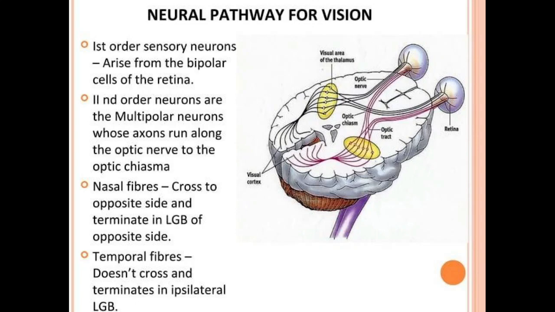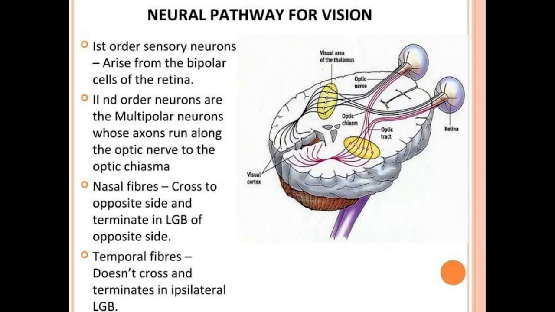Second order neurons in the visual pathway are the ganglion cells of the retina. These cells are responsible for transmitting the visual information from the photoreceptors to the lateral geniculate body of the thalamus. From there, the information is then sent to other parts of the brain for further processing.